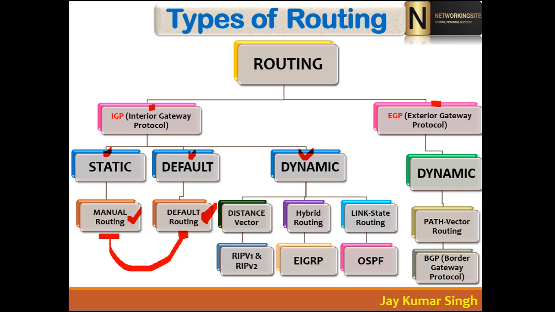If you compare static and default, dynamic is better among them. And in dynamic we have three types: distance vector, hybrid routing, and link state. Today we will be talking about distance vector, then hybrid routing, then link state. And in distance vector we will be talking about RIP version 1 and RIP version 2.